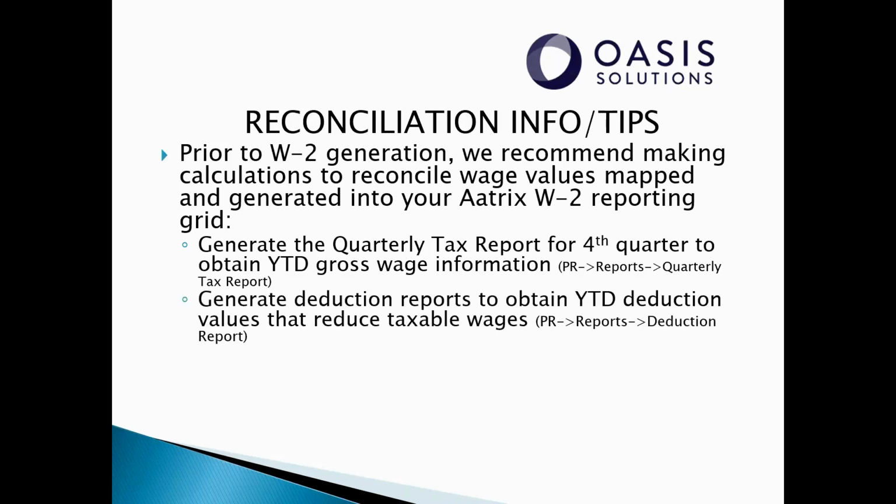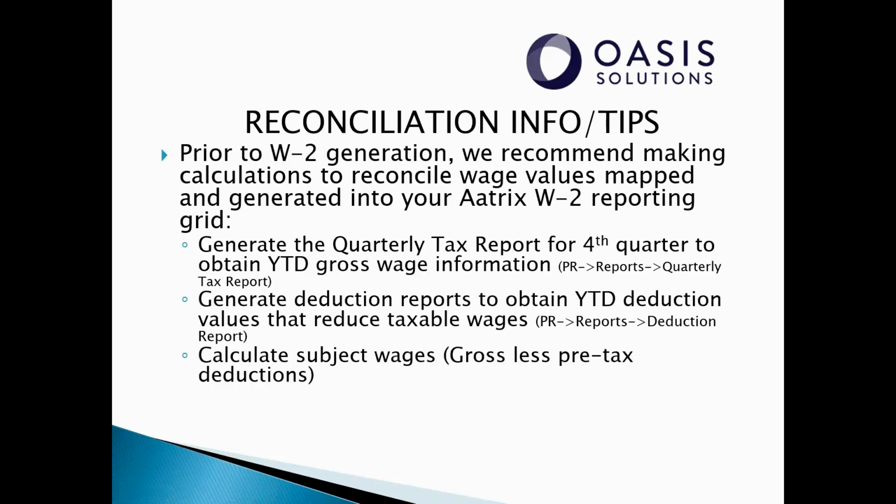Then you generate your deduction reports to get your year-to-date deduction values for those deductions that actually do reduce the taxable wages. So again, you're looking at your cafeteria plan deductions and certain pension plan deductions that are going to be reducing. You do have to know which codes those are so that you can plug them into your report and pull that detail. And to get to that, that's under payroll reports, deduction report. And then just do your calculation, gross less pre-tax deductions, and that's going to give you your subject wages. And as far as the subject wages for federal income tax, of course, that's generally box 1.